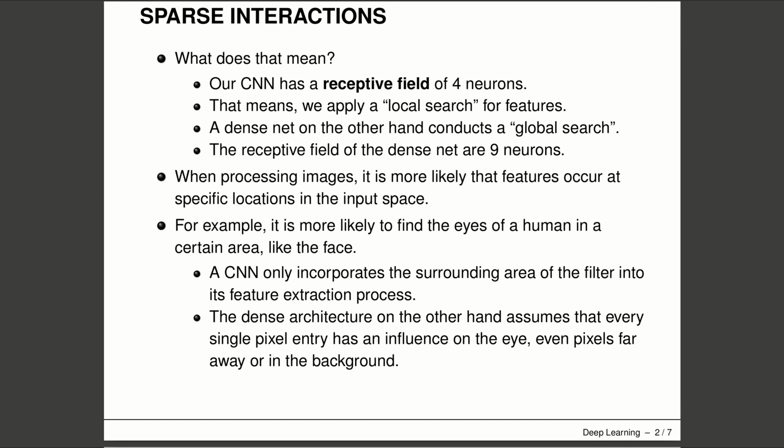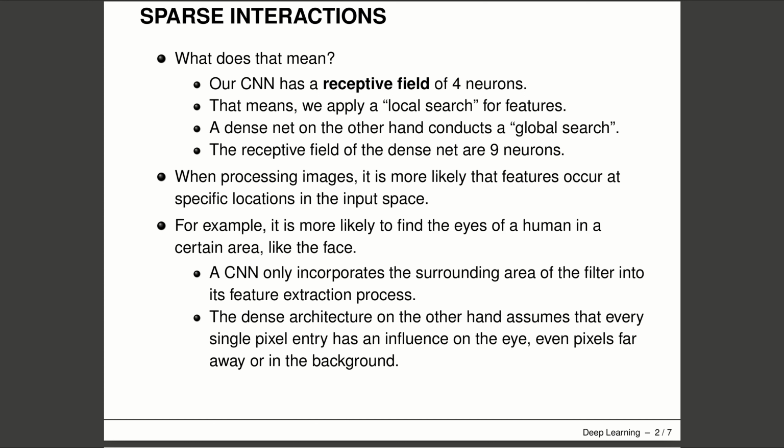What does it mean? It means that for CNN we have a receptive field of 4 neurons, while this number for the dense layer is 9 neurons. Indeed, in CNN we do a local search for features, but in a dense layer we do a global search because each neuron is connected to the neurons of the next layer.